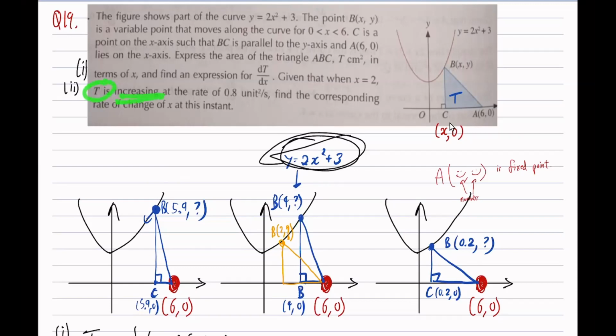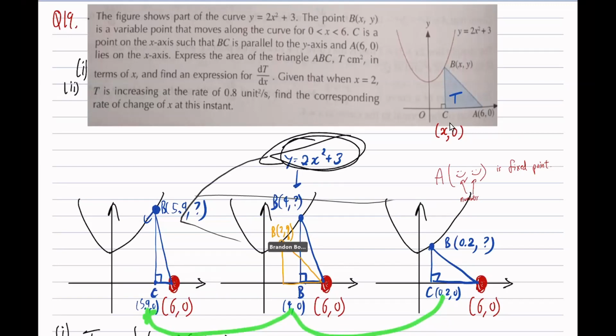T is increasing. The area is increasing. What happens if x increases? If this becomes smaller... No. Wait, is it? If I'm just assuming... No, you just see 0.2 go to 4, go to 5.9. X is increasing, right? Okay. So what happens to your area? Going this way, the area will be decreasing.